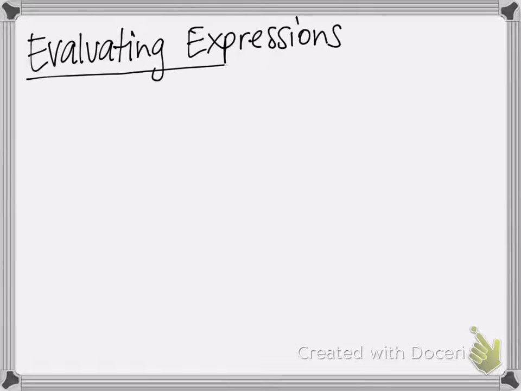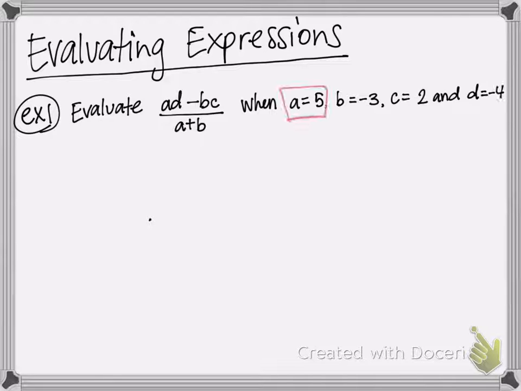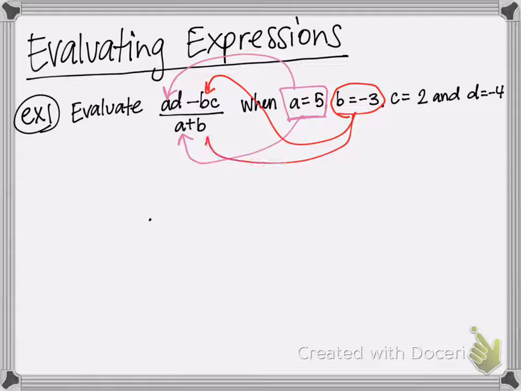Okay, so we're going to start with evaluating expressions, and what we'll see is an expression, and then it'll ask us to evaluate it given a couple pieces of information. So if we see the letter A, we're going to plug in the number 5. So anywhere we see it, we're going to plug in the number 5. And that's going to play out throughout. So anywhere we see the letter B, we're going to plug in -3. So here and here. Anywhere we see the letter C, we are going to plug in the number 2. And anywhere we see a D, we're going to plug in a -4.